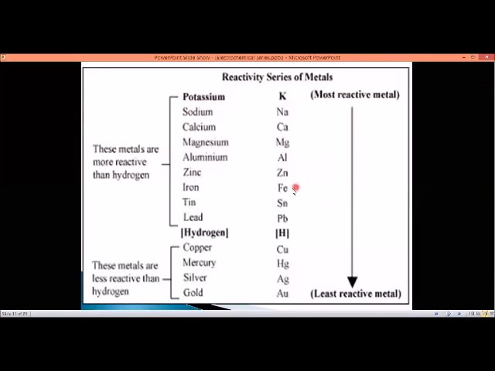So just to revise, this is the reactivity series of the metals. The metals on top are more reactive than hydrogen. The ones placed above hydrogen are more reactive than hydrogen, and the ones placed below hydrogen are less reactive than hydrogen. These are the more reactive metals. These are the least reactive metals.